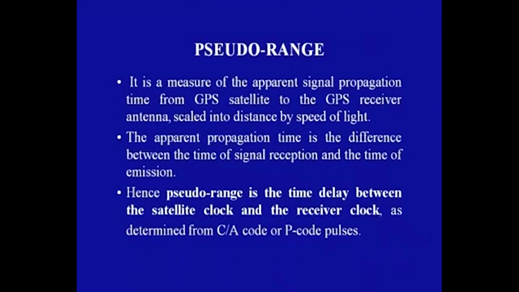Now coming to the pseudo range. It is a measure of the apparent signal propagation time from the GPS satellite to the GPS receiver antenna scaled into distance by the speed of light. The apparent propagation time is the difference between the time of the signal reception and the time of emission. Hence, pseudo range is the time delay between the satellite clock and the receiver clock as determined from CA code or P code pulses.